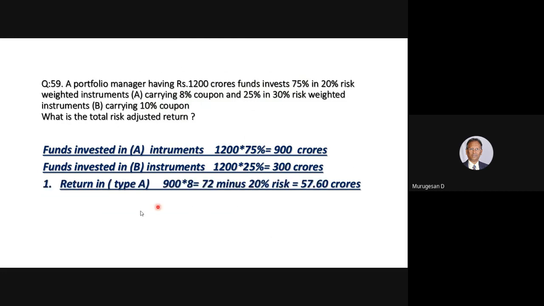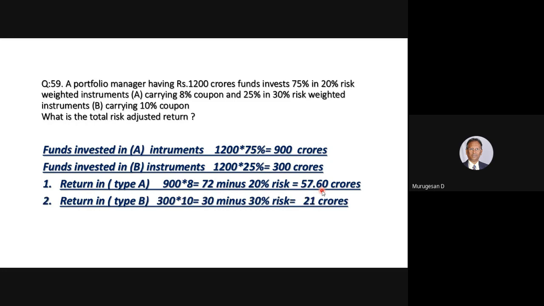So out of 1200 crore, the first 900 crore gets 8%, but with 20% risk. 20% of 8 is how much? 8 minus 20% is 6.4, so 57.6 crores only will be the income. Or 900 into 6.4, you try, you'll get the same. How did I get 6.4? It is 80% of 8, since the risk is 20%. So 80% into 8 is 6.4. So 900 into 6.4%, 57.60. It's an intelligence question. Correct.